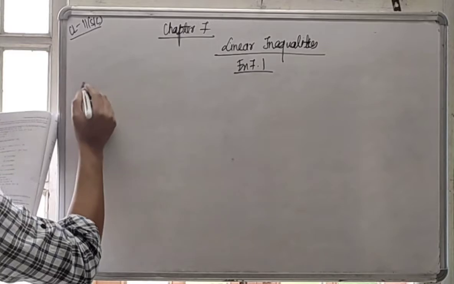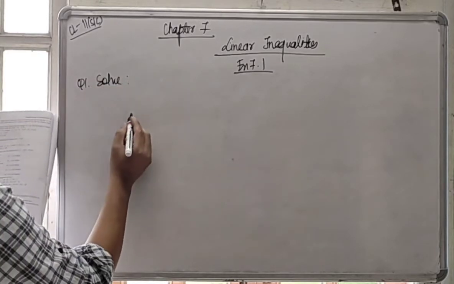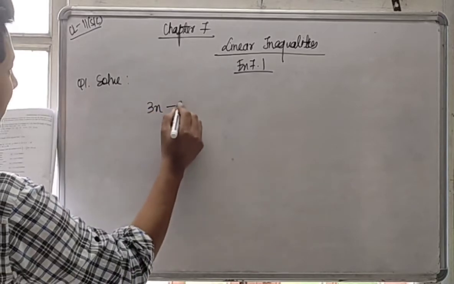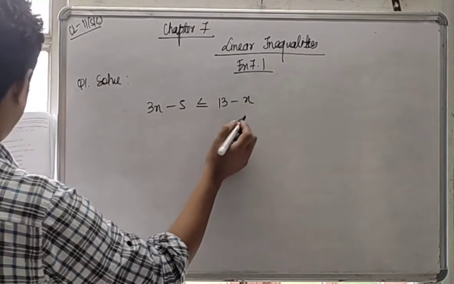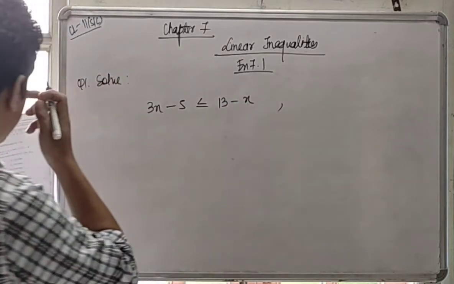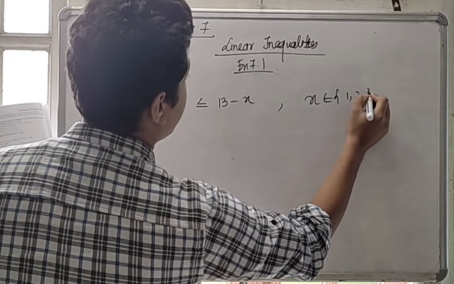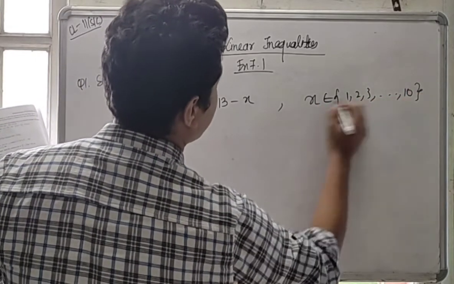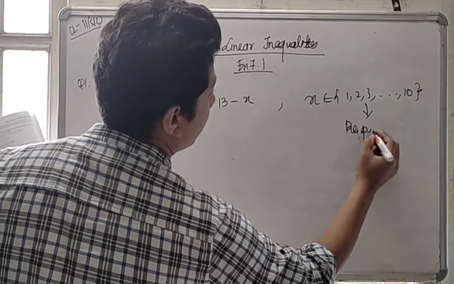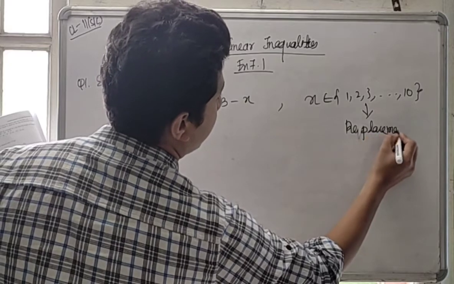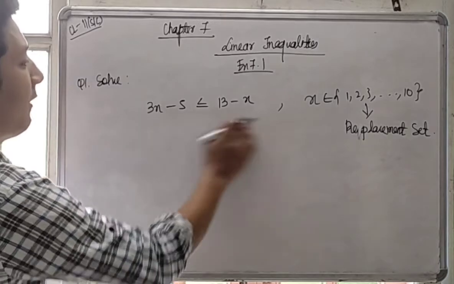The first question is to solve this linear inequation: 3x minus 5 is less than or equal to 13 minus x, and the replacement set is x belongs to 1, 2, 3 up to 10. So this is my replacement set. I hope you know what a replacement set is. We need to solve and find the value of x.